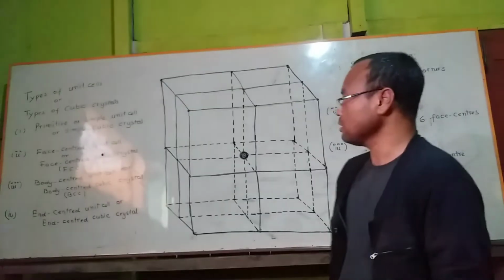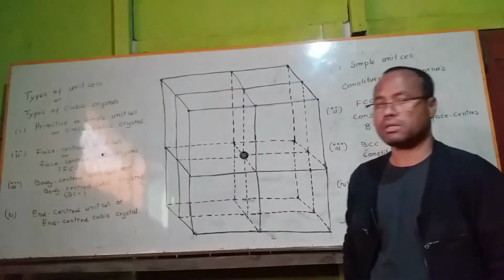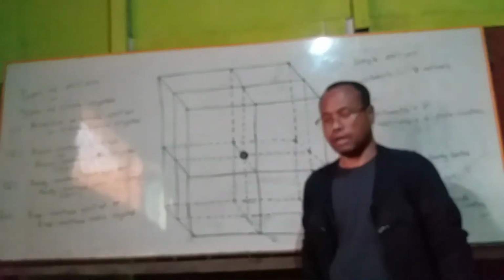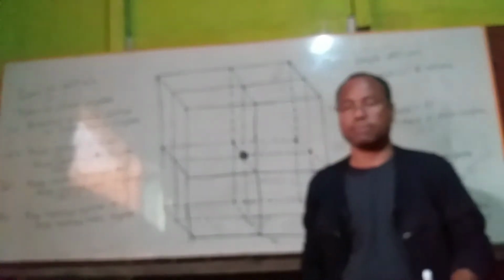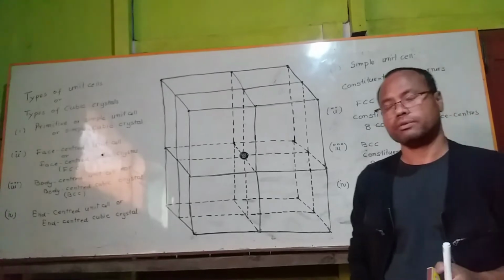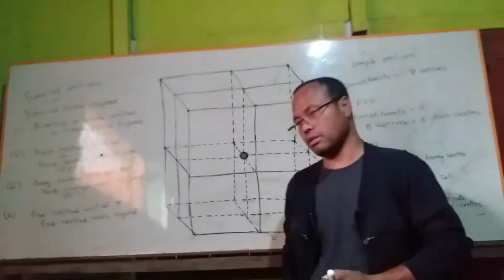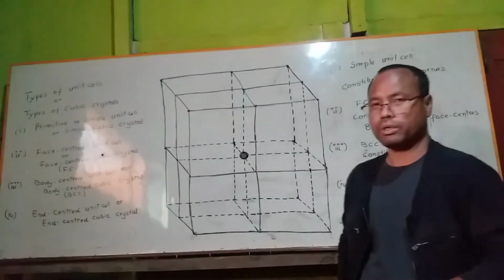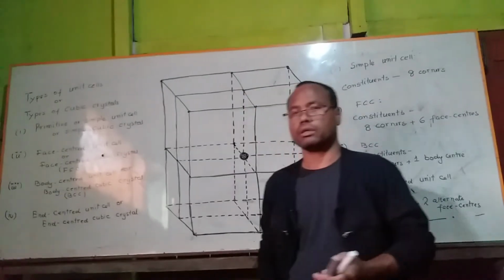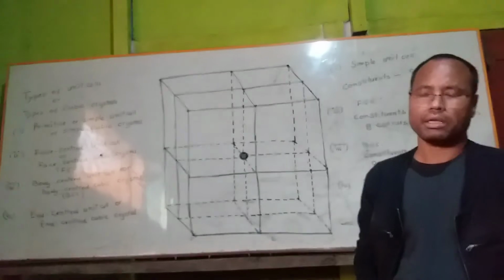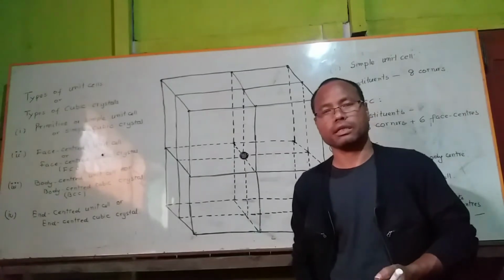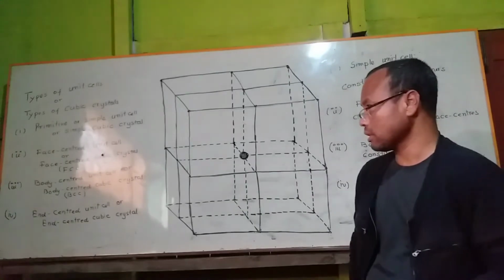Dear students, in the previous class we discussed the different types of crystal systems. I hope you remember the 7 different types of crystals. I think you remember: cubic, orthorhombic, tetragonal, hexagonal, monoclinic, rhombohedral, and triclinic.